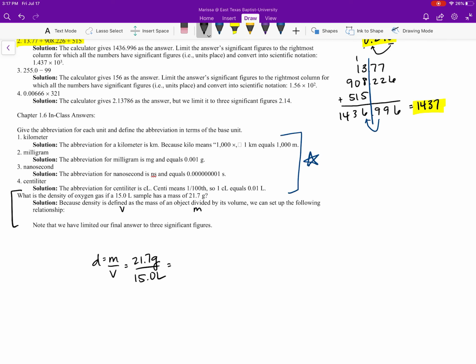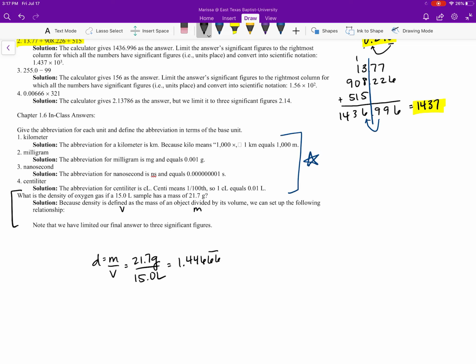So I'm going to just use the numbers as they are. So I'm going to take 21.7 grams and divide it by 15.0 liters. And the number I get is 1.44666 for all of time. Okay, because the 6's repeat.